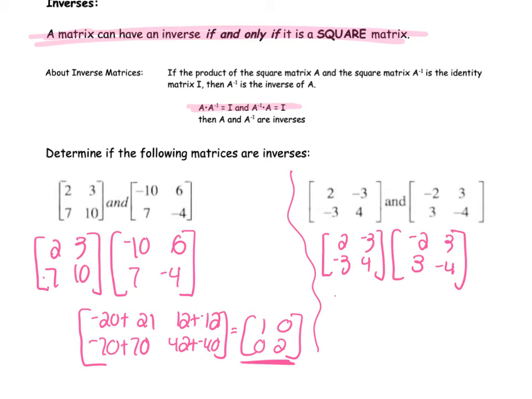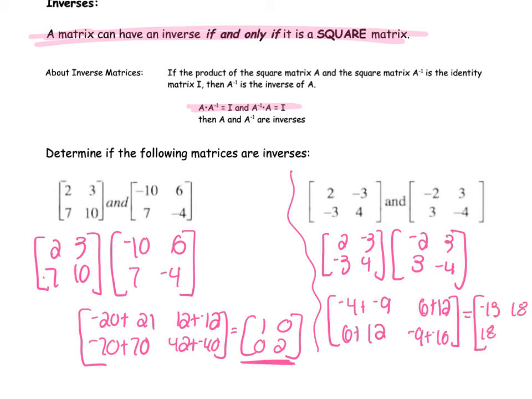Okay, so when I do my multiplication, I have 2 times negative 2 is negative 4 plus negative 9. First row, second column gets me 6 plus 12. Second row, first column, I get 6 plus 12 again. Then second row, second column, I get negative 9 plus negative 16. When I add these together, I get negative 13, 18, 18, and negative 25. Those are not inverses of each other either, because this is not the identity.